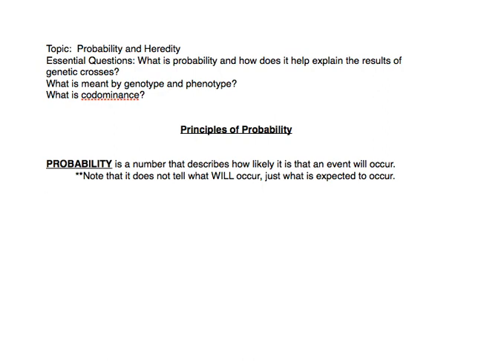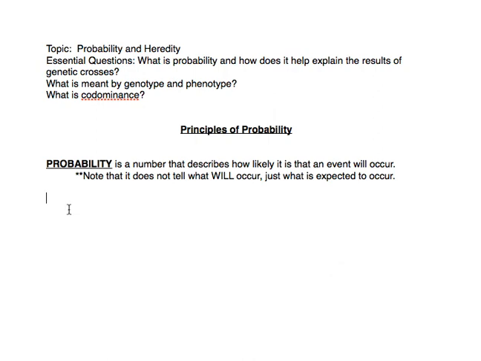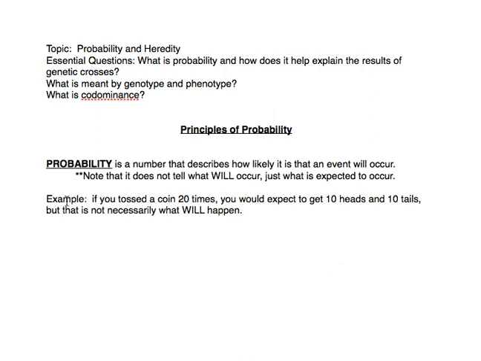I've written this down for you, hopefully to illuminate that fact. Giving you a little example here. If you tossed a coin 20 times, you would expect to get 10 heads and 10 tails, but that is not necessarily what will happen. Based on probability, that's what you would expect, but it's not what will happen. You could end up with 12 heads and 8 tails, or 13 tails and 7 heads.